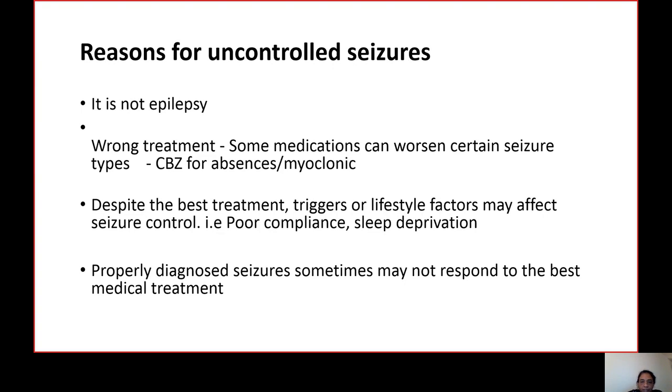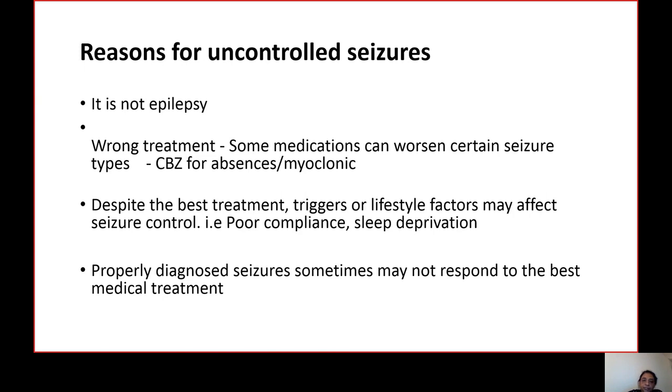Another thing is the wrong treatment. Some medications can worsen certain types of seizures. You know that carbamazepine for absences or myoclonic seizures, for that matter, will worsen the seizures. Or if the child is having continuous epileptic discharges, like slow wave in sleep, that will worsen if you give carbamazepine. And another thing is that, despite the best treatment, triggers or lifestyle factors may affect seizure control.